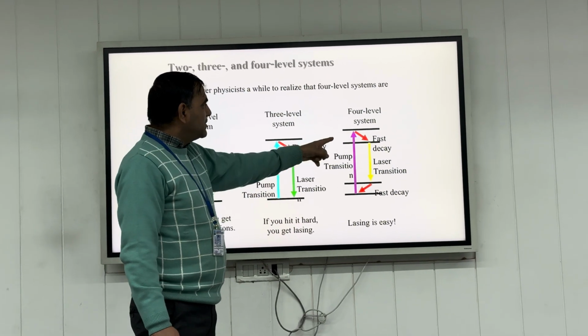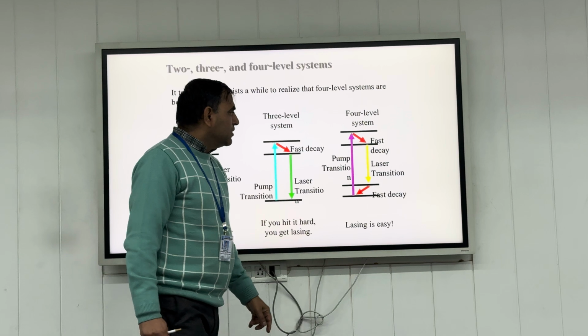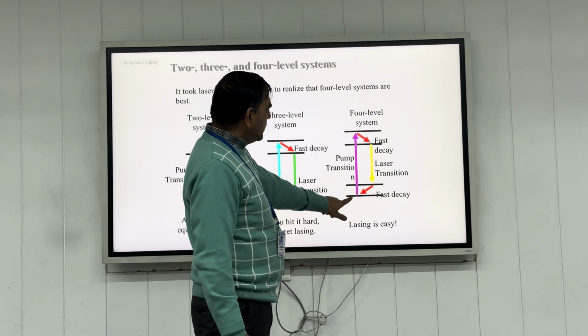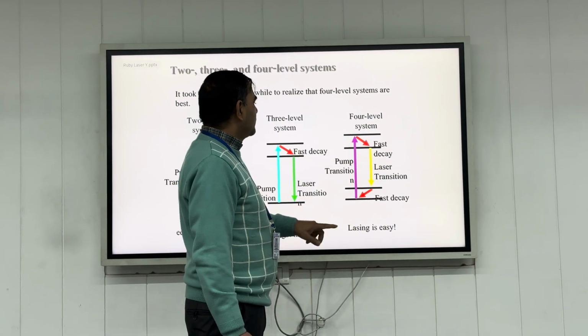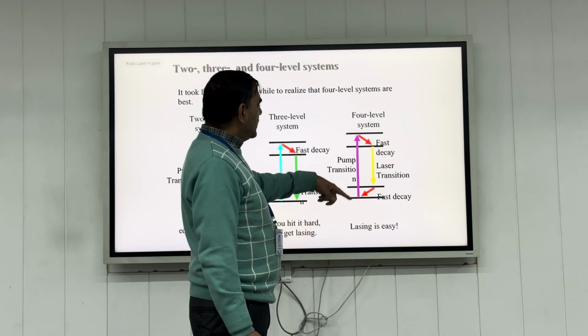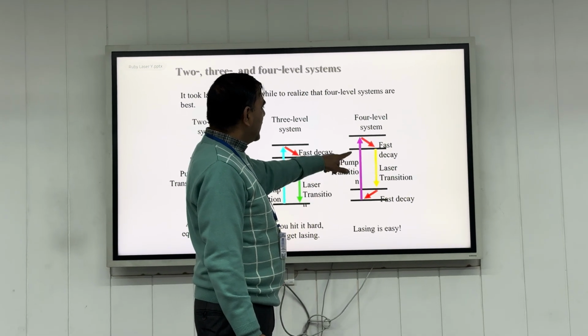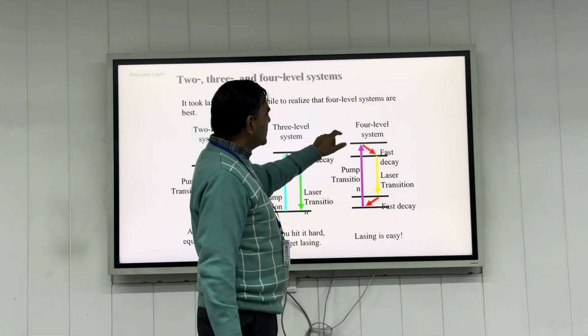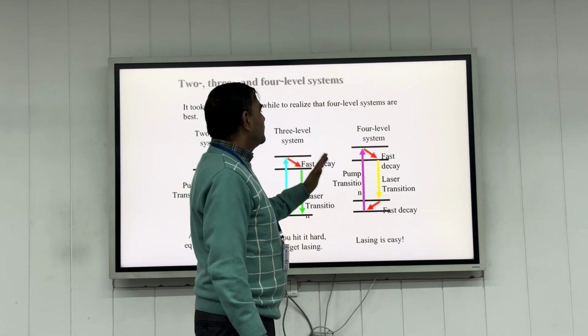And this is the 4 level laser. Let us consider E1, E2, E3, E4. E1 is the ground state, E2 is the next higher state, and this is the upper high state. This is the last higher state. This is the 4 level state.